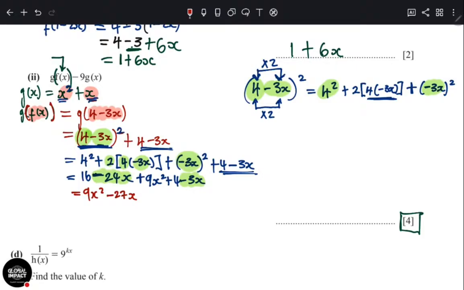Then now you deal with the numbers. Let's deal with the numbers. 16 and 4. So it becomes 16 plus 4. You get 20. So this becomes our final thing.